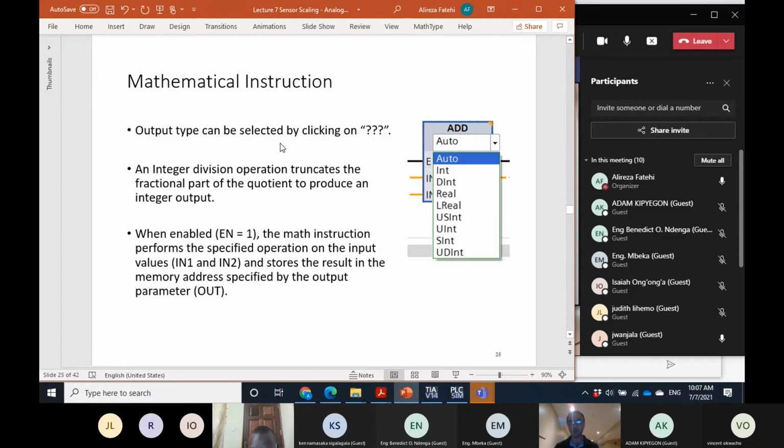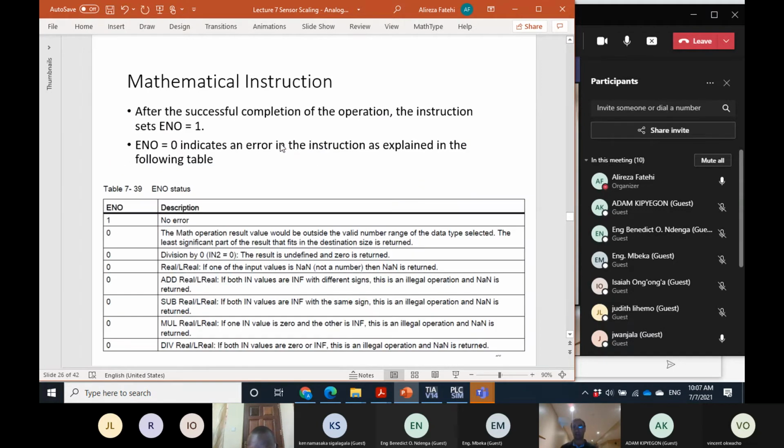There's one more output also, ENO. In fact, this shows whether there is any error or not. If the value of this output is 1, it means that there is no error. But if it is 0, there is some error. What the error is depends on the type. For example, division by 0.